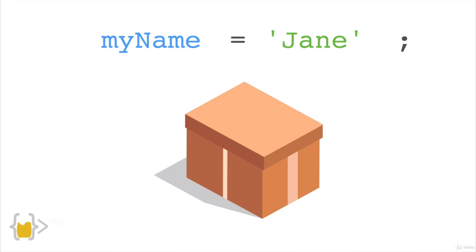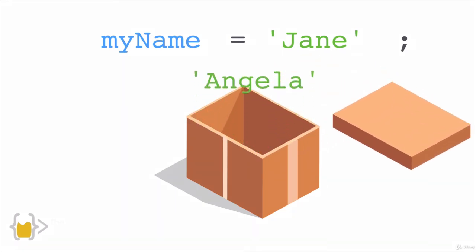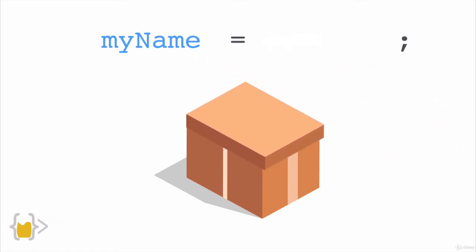So now if at a later date I decided that I didn't really want to have the same name anymore, or if I wanted to change the value that's stored in my variable, I can simply reassign it. So I can say now my name is equal to Jane. And what will happen is that we'll fetch that box that's labeled my name, we'll take out Angela from inside it, and we'll put the new value inside. So now my name is equal to Jane.